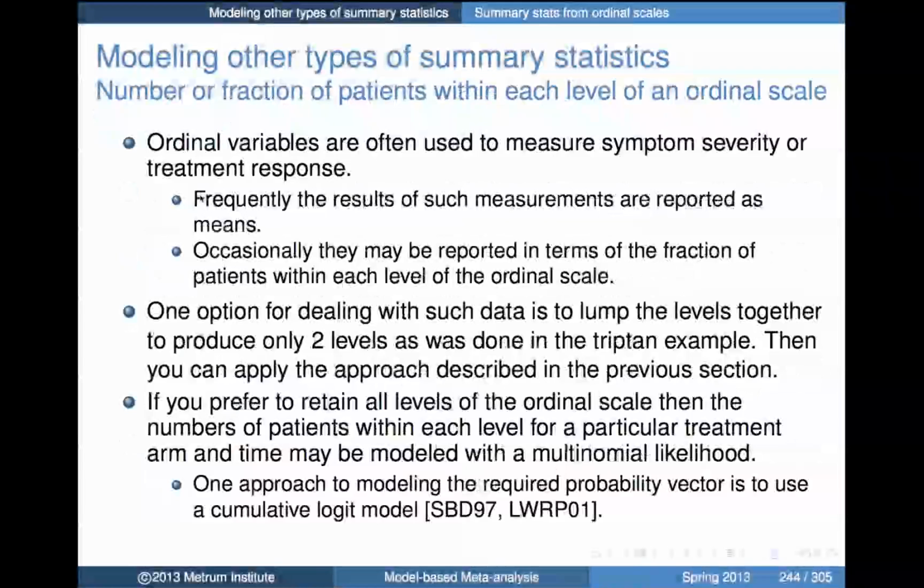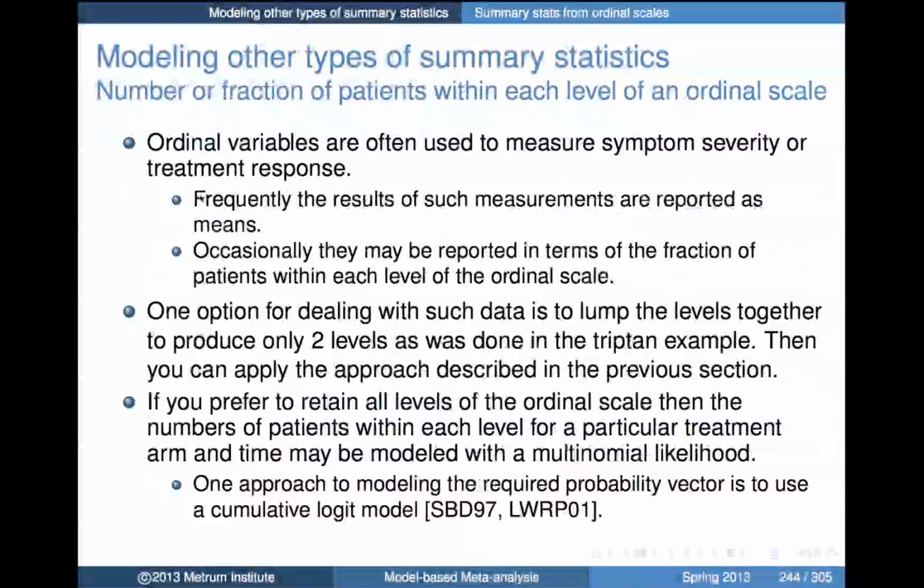I mentioned that one option for dealing with such data would be to lump the levels together to produce only two labels, as was done in the triptan example, and we'll come back to that in just a second. But anyway, if you did lump them together, you could apply the same approach as we just talked about for dealing with binary data, because basically you've just converted it to binary data.